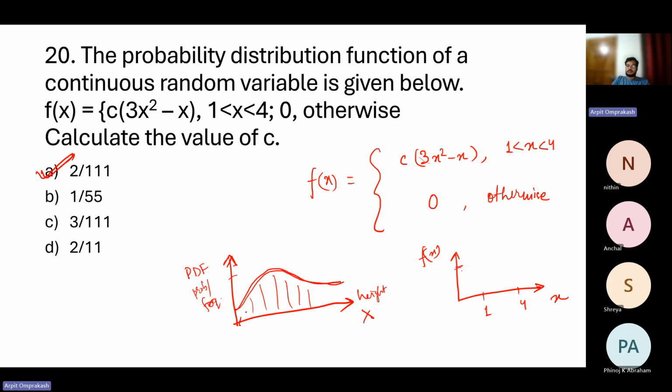Here it will be 3c. If we put the value 1, we have 3 minus 1, which is 2. So it will be 2c. Here, to input the value 4, we have 4 square is 16 into 3 minus 48. 48 minus 4 is 44. So we have 44c.